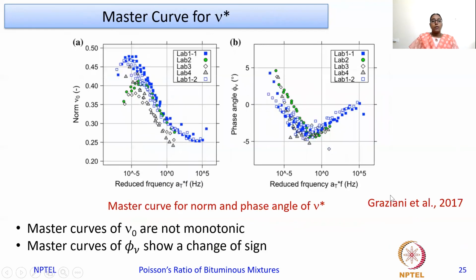Also, a master curve is fitted for the complex Poisson's ratio, again with a reduced frequency at one reference temperature. You can see that this is a master curve plotted for the norm of the Poisson's ratio, and this is the master curve plotted for the phase angle of the complex Poisson's ratio. So what we can see is that this master curve is not monotonic in nature. It has an increasing as well as decreasing nature. So the complex Poisson's ratio need not be monotonic. And also the master curve of this phase angle shows that there can be a change in sign as well.